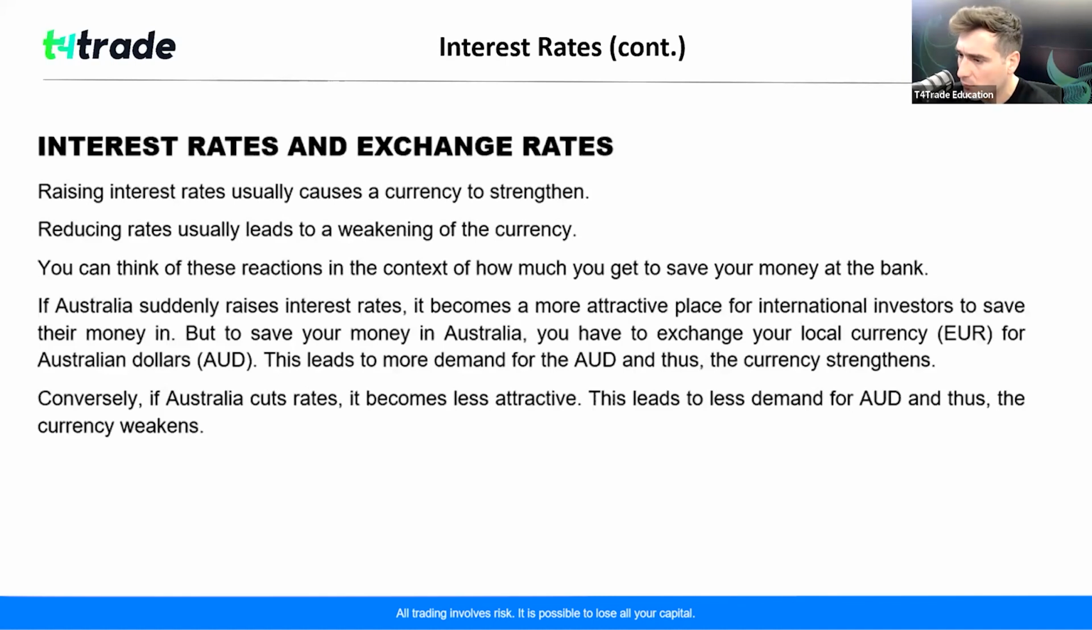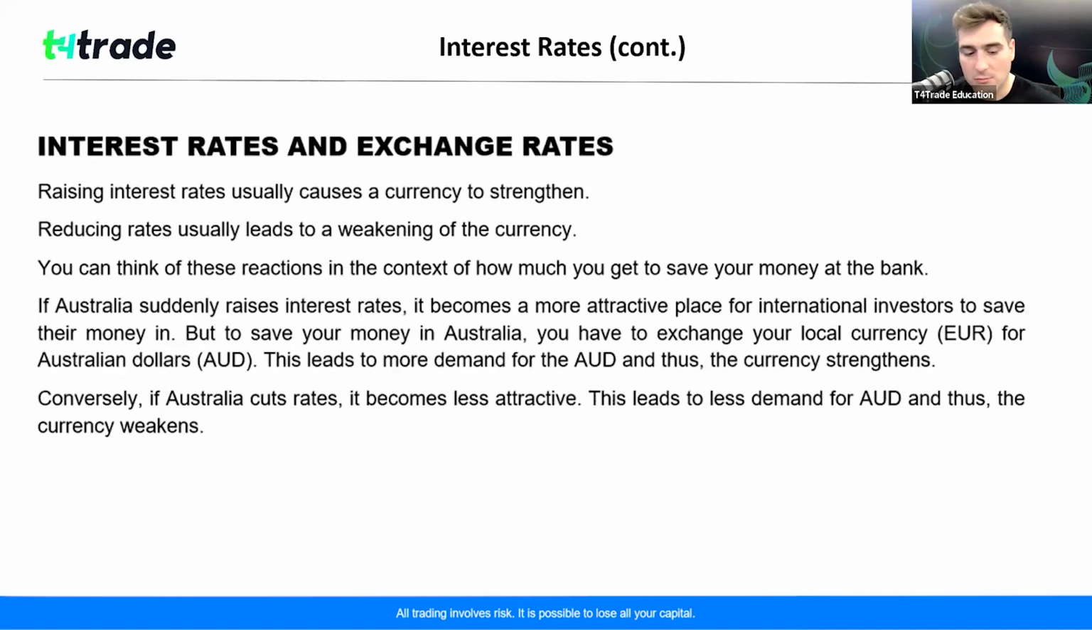Why is that, you may ask? This is the answer right here. You can think of these reactions in the context of how much you get to save your money at the bank. Imagine this, for example. If Australia suddenly raises interest rates, it becomes a more attractive place for international investors to save their money in. So you have to flip your perspective here. You need to understand that you are, for example, a US citizen, an international investor, whatever that is.